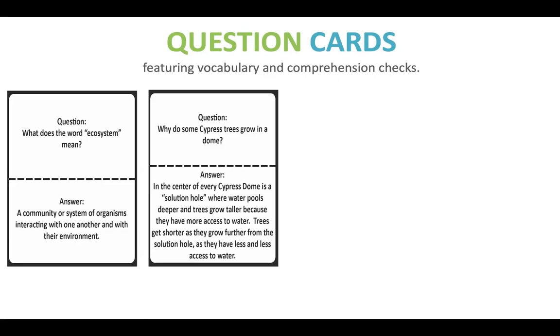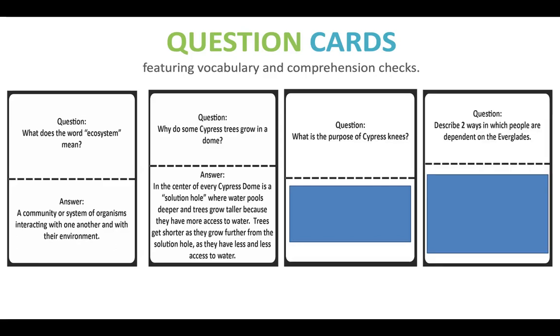So a couple of examples of question cards that you might get. Question: what does the word ecosystem mean? Answer: a community or system of organisms interacting with one another and with their environment. Question: why do some cypress trees grow in a dome? Answer: in the center of every cypress dome is a solution hole where water pools deeper and trees grow taller because they have more access to water. Trees get shorter as they grow further from the solution hole as they have less and less access to water, creating a real dome shape. It's very impressive if you've ever seen it.